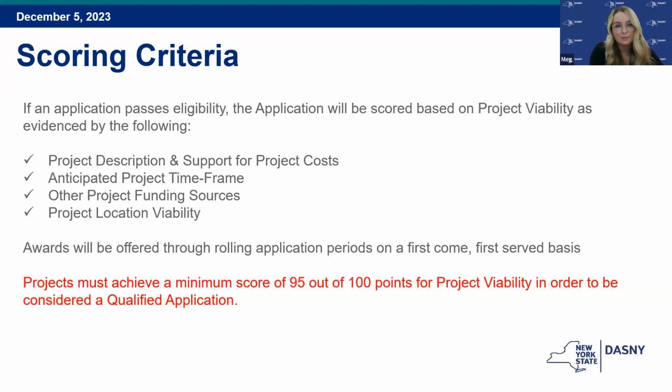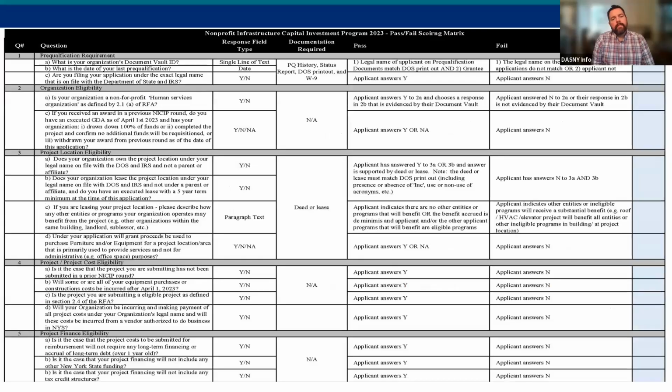considered a qualified application. As mentioned throughout the presentation, applications will be scored on a first-come, first-served basis, and will be scored in the order in which they are received. If the average score meets the minimum threshold, the application will be deemed qualified for DASNY processing. The date and time of submission of the NICIP application in the Grants Gateway will be the determining factor of the order of scoring. Now I'm going to turn it over to Annie Shaw, who will go over the scoring.